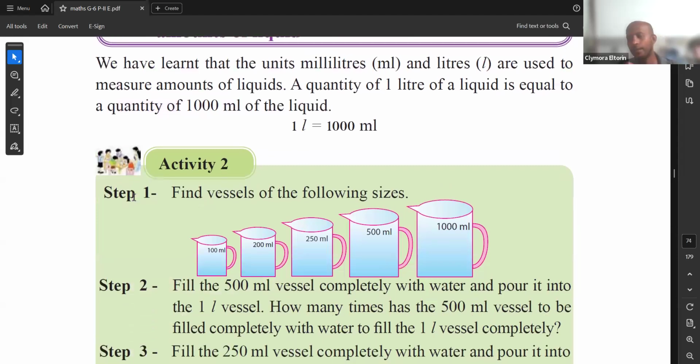Now we learn that there are two units, liters and milliliters. What's the relationship between liters and milliliters? Here you can see that 1 liter equals 1000 milliliters. Also copy this into your writing book and draw a square.